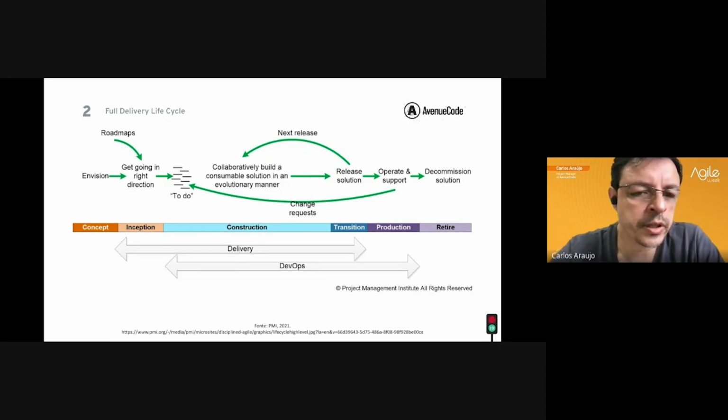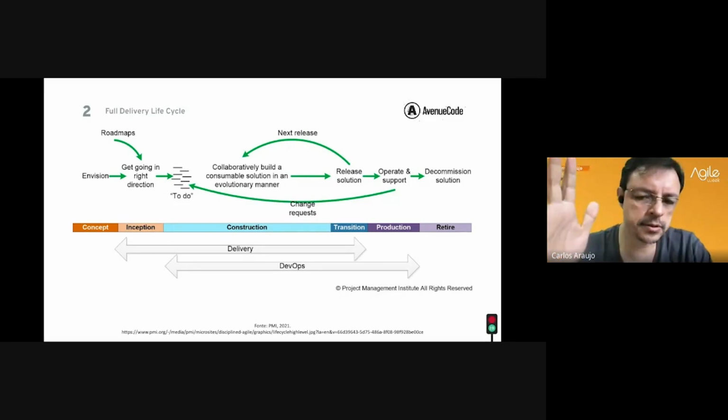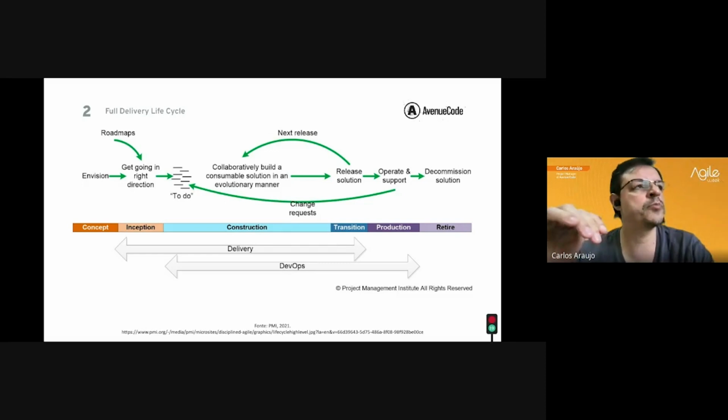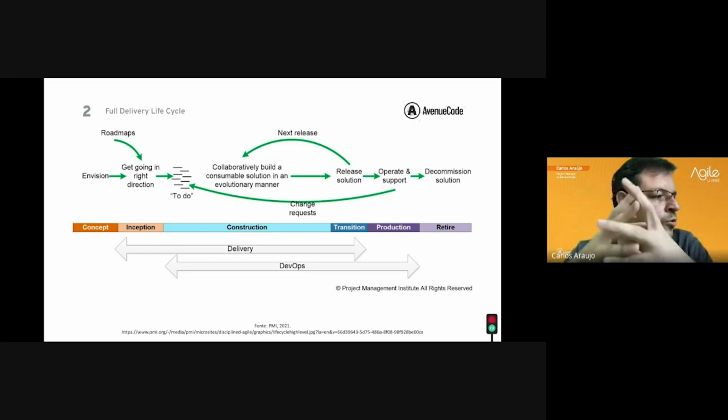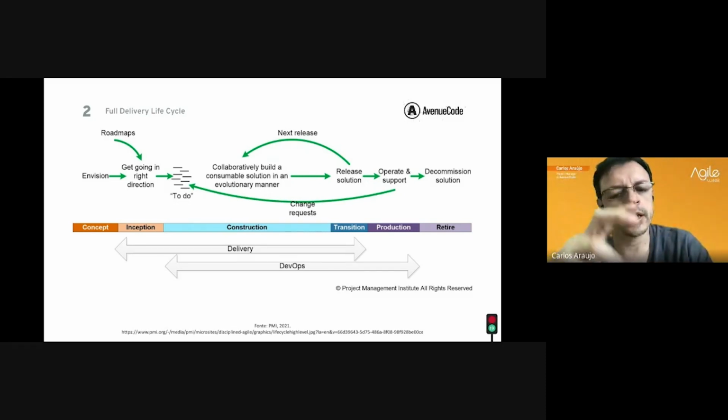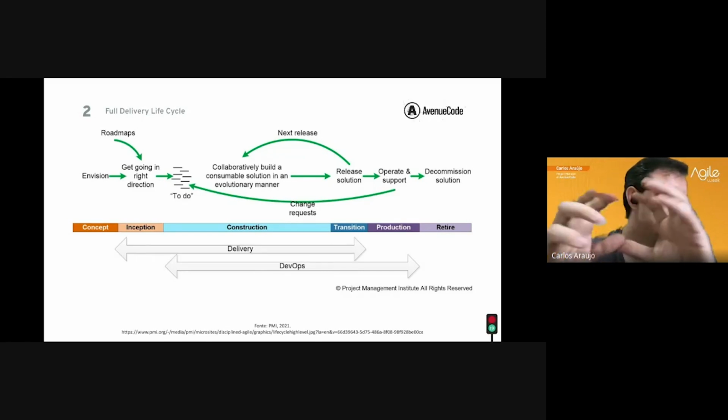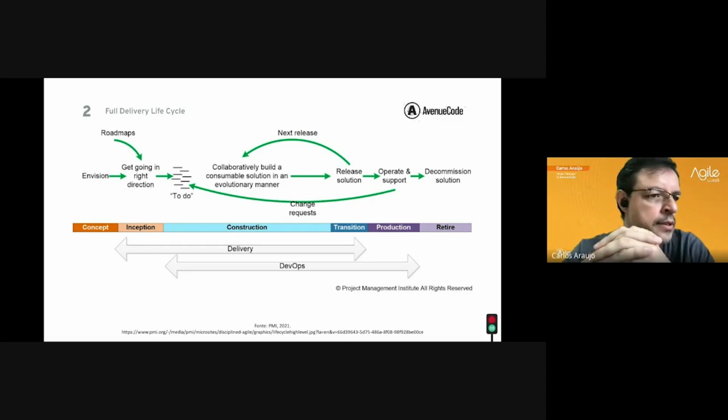When we talk about the full delivery life cycle, we have the concept until retire. So we envision a product. We start in the inception phase to see how we are going to build this product. Then we go to the construction phase, where we deliver the solution. Then we go to the transition phase, when we release the solution, put it into production, and it starts operating. And retire is when the solution is no longer necessary.